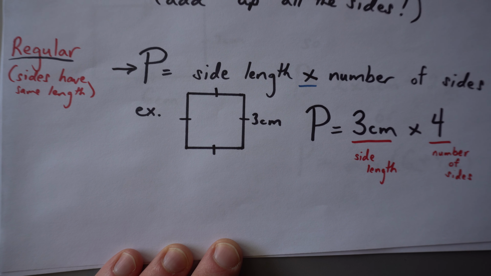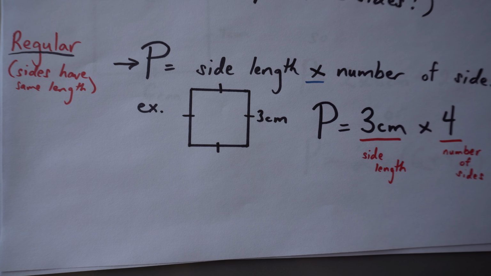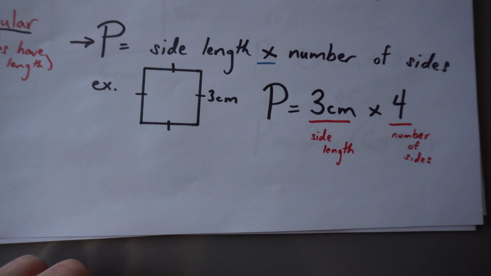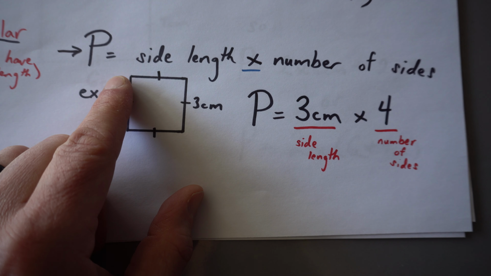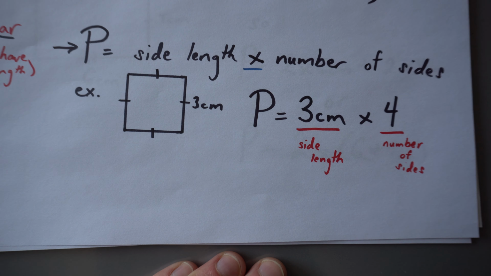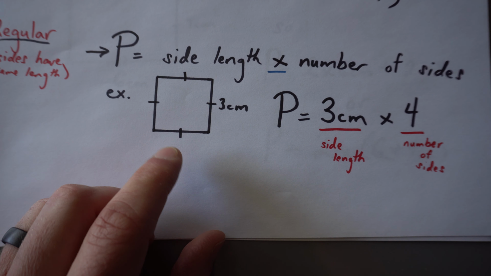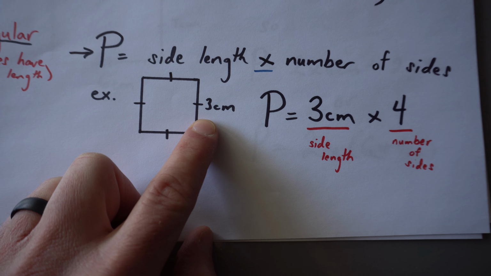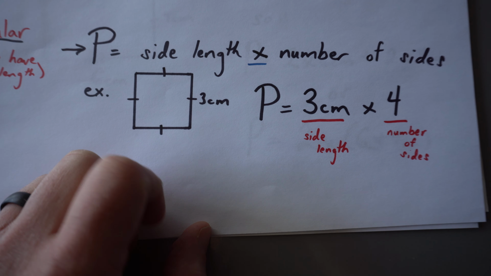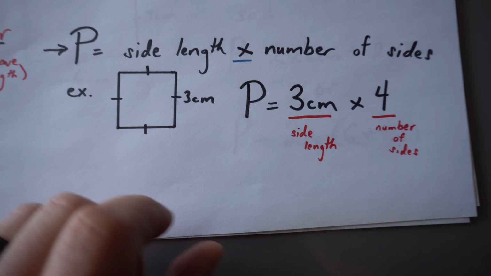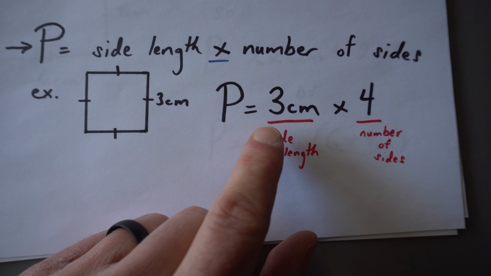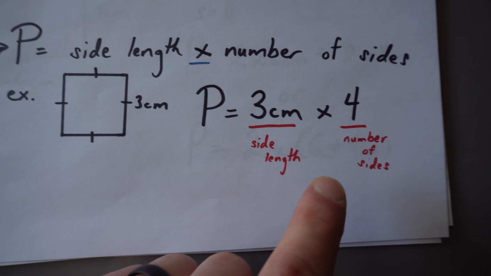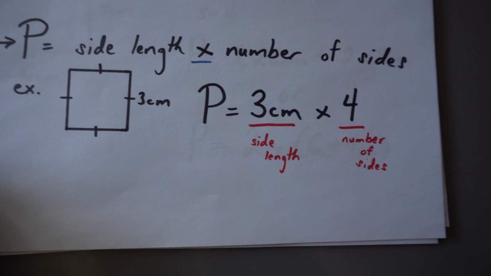For a regular polygon, let's remember that regular polygons, their sides all have the same length. The way you find the perimeter is that you have perimeter equals side length times the number of sides. So when looking at this square, we have one side marked 3 centimeters, and since a regular polygon has equal sides, we can say perimeter equals 3 centimeters times 4. 3 centimeters being the side length, and 4 being the number of sides.